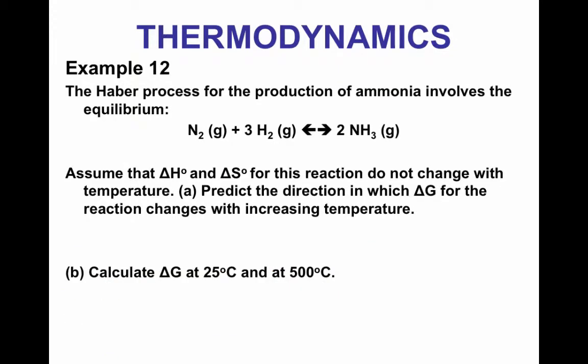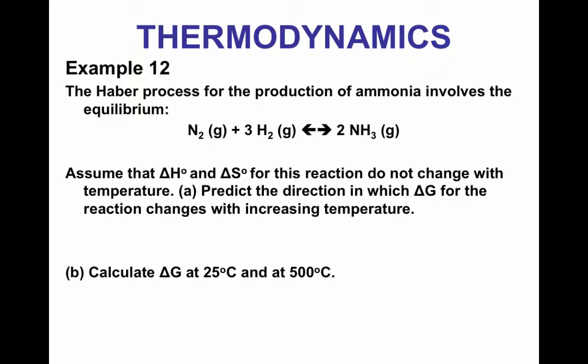And now I want to go through another example looking at spontaneity and predicting signs. So this isn't actually in your notes, but you can add it to the back or in any extra space that you have. So the Haber process for the production of ammonia is given in this reaction. And assume that delta H and delta S for the reaction don't change with temperature.